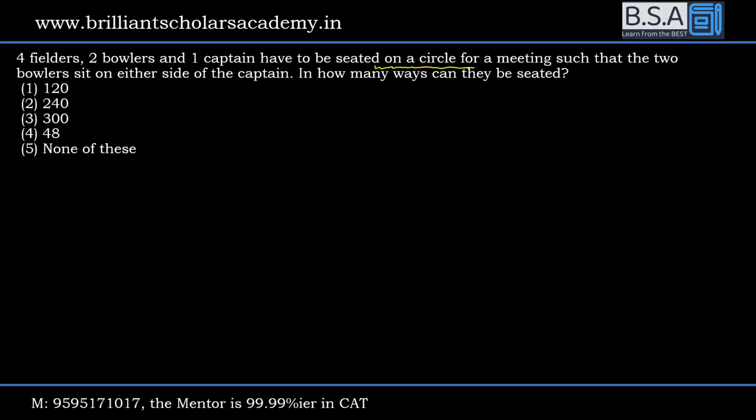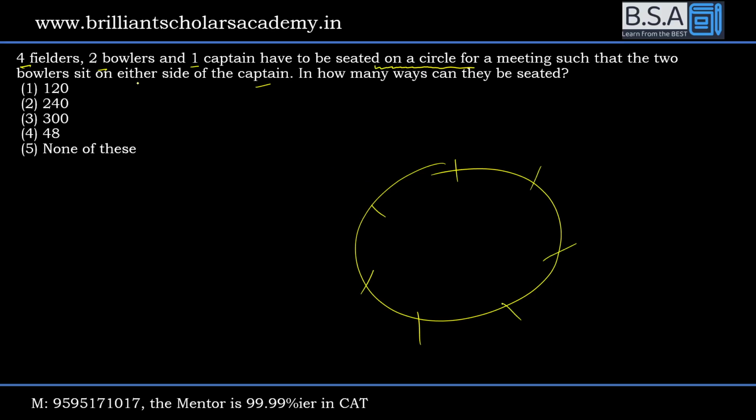तो क्या करना है इसमें? चार फील्डर्स, दो बॉलर्स, एक कैप्टन को बिठाना है on a circle such that the two bowlers sit on either side of the captain. Captain is the key figure here. एक, दो, तीन, चार, पांच, छह और सात। 7 people, 7 places, equally spaced assume करना है, ideal assume करना है. Now, because captain is the one for which conditions are there.